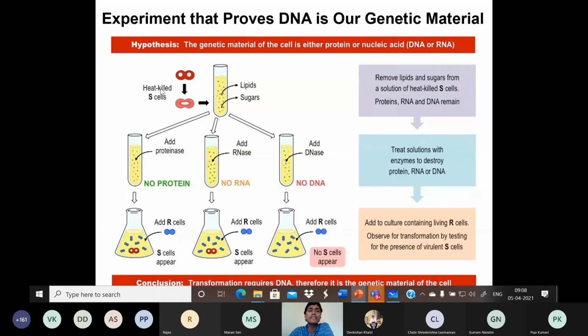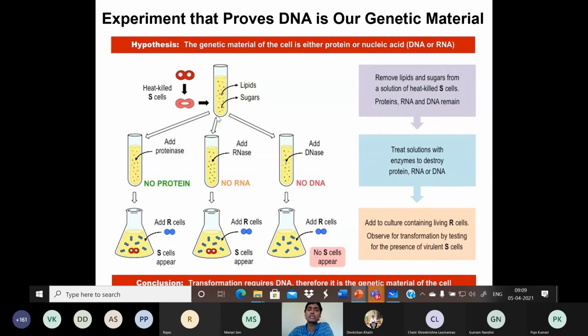So what they did: they took the heat-killed S cells, the smooth bacteria, and ground those bacteria to make a kind of solution. I'm not going into every minute detail, but from that solution they extracted, or removed, lipid and sugar. That is possible based on biochemistry experiments. So they removed lipid and sugar.